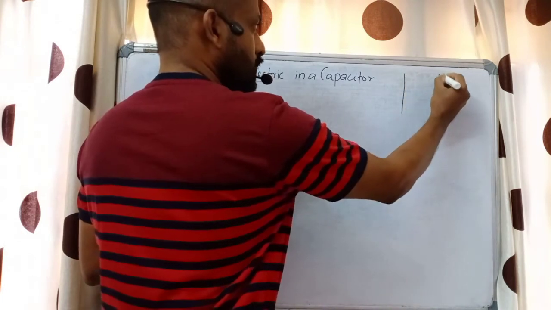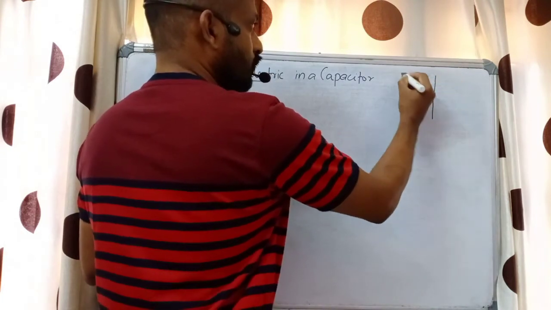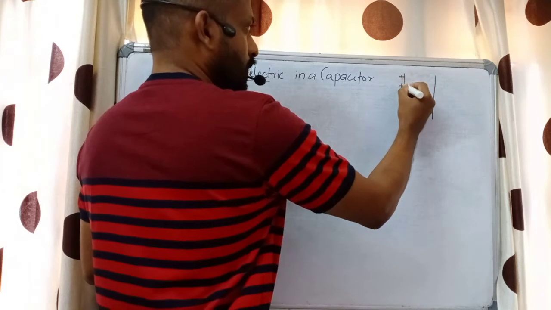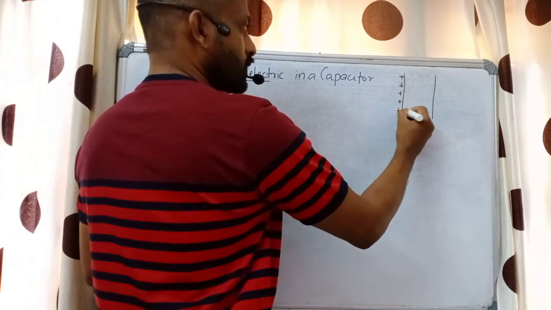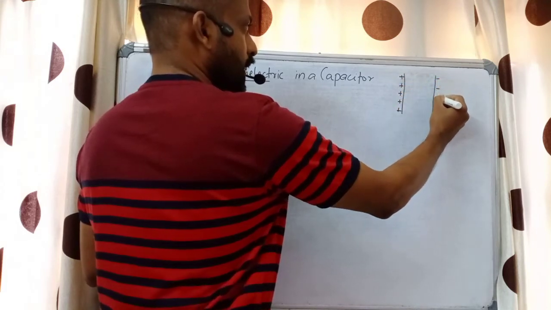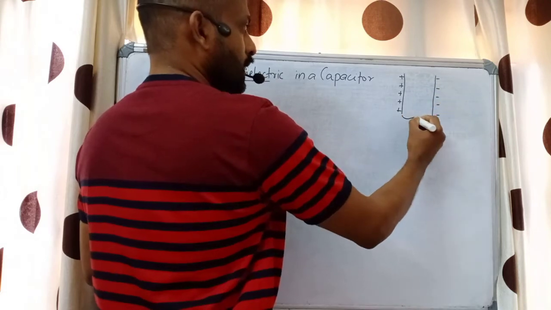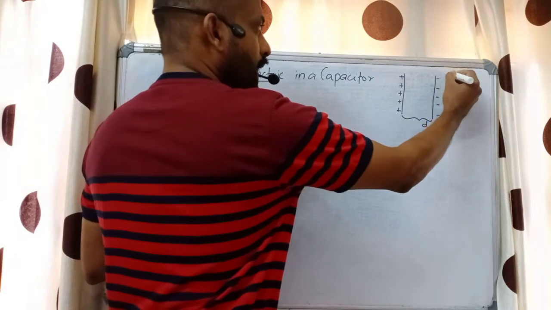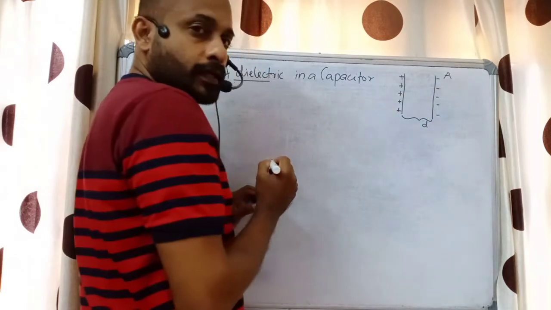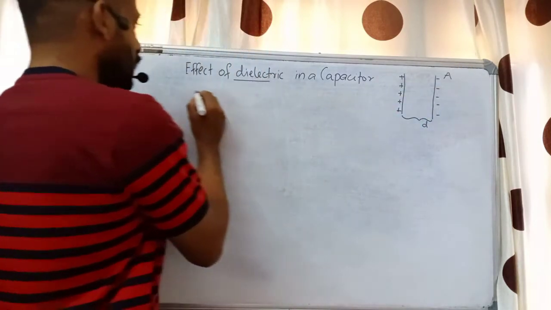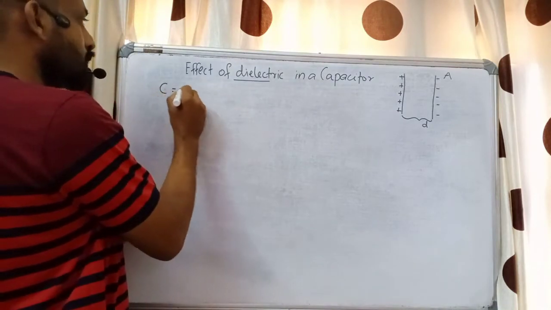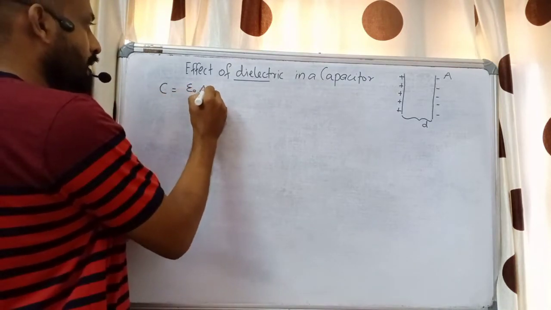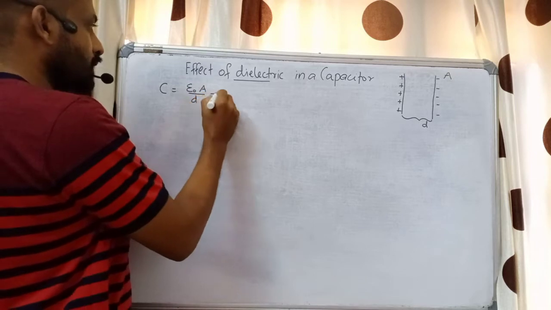We can see a capacitor without a dielectric. The first plate is carrying positive charge and the second one is carrying negative charge. Let d be the distance between the plates. Let A be the area of each plate. What is the capacitance? We know that the capacitance of the capacitor C is equal to epsilon 0 A by d. This is the equation.